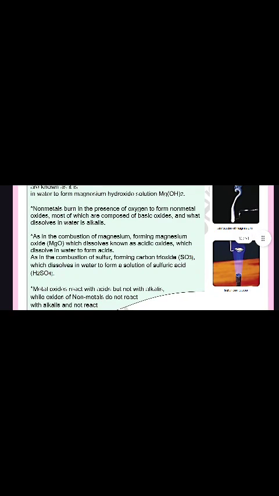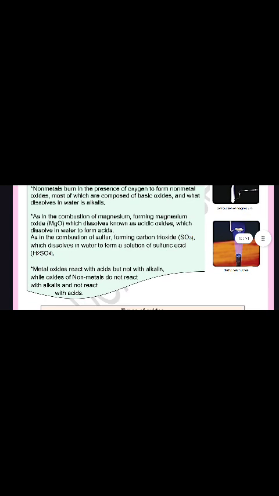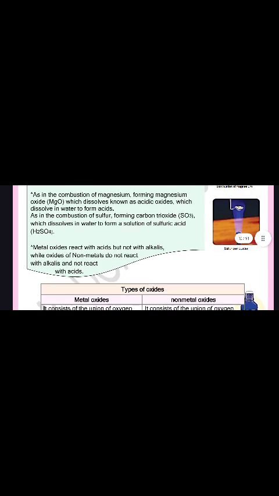And here in front of you in the pictures, we have combustion of magnesium as an example for burning of metals, and sulfur combustion as an example for burning of nonmetals. As in the combustion of magnesium forming magnesium oxide, known as a basic oxide, which is dissolved in water to form alkalis. As for the combustion of sulfur forming sulfur trioxide, it dissolves in water to form a solution of sulfuric acid.